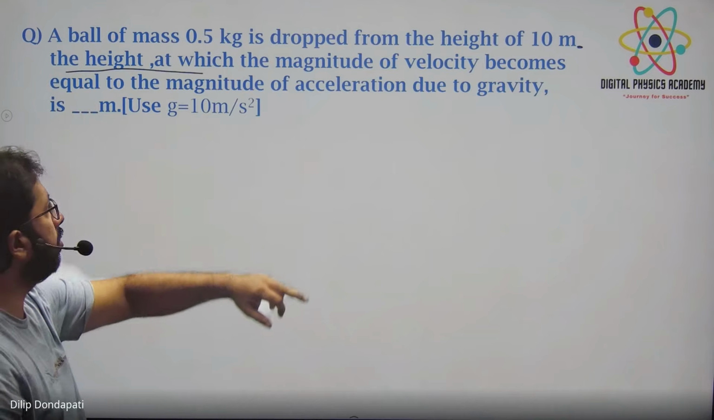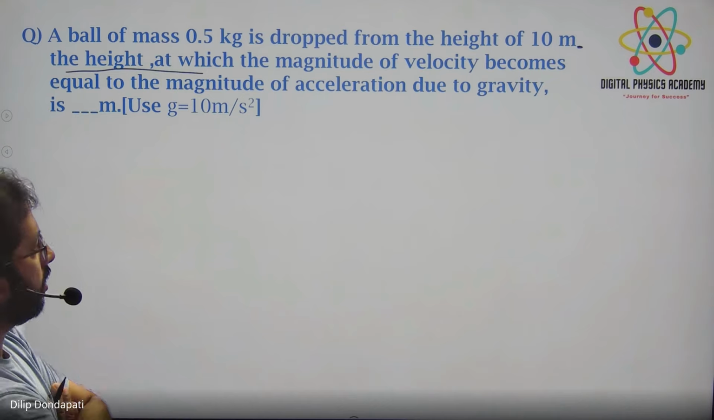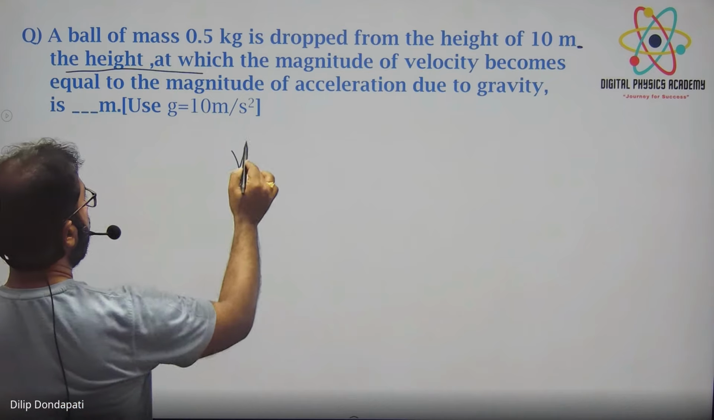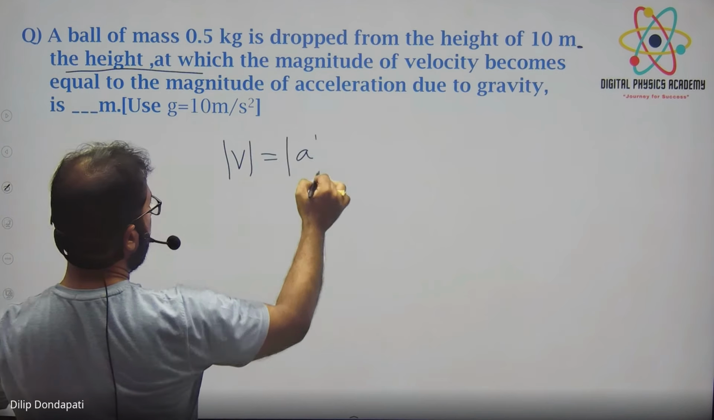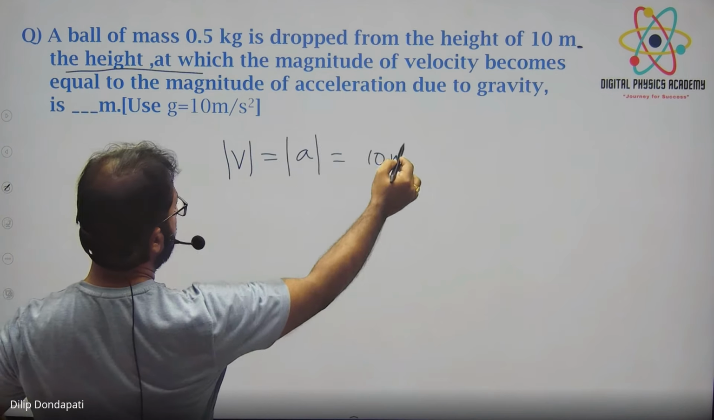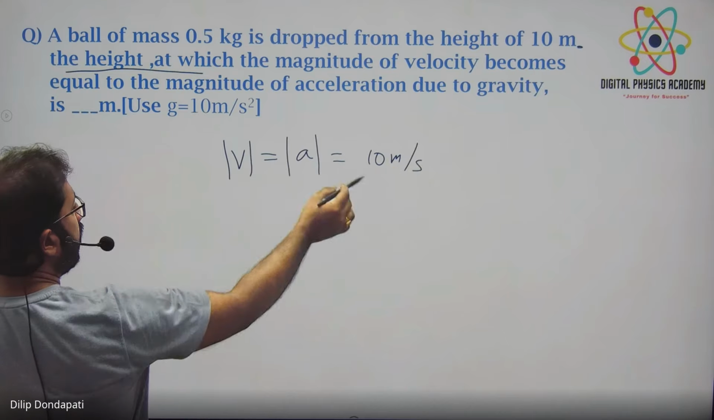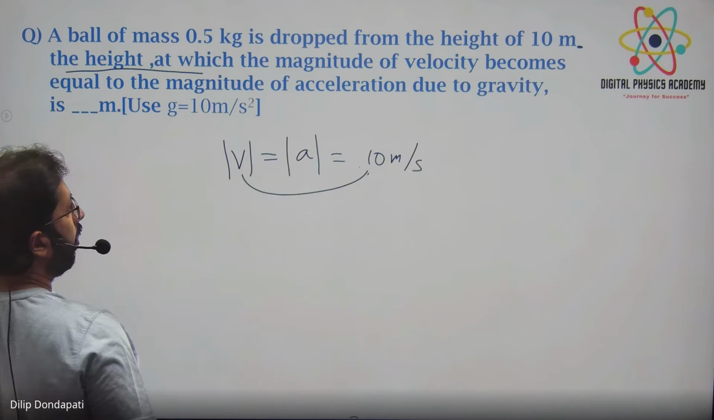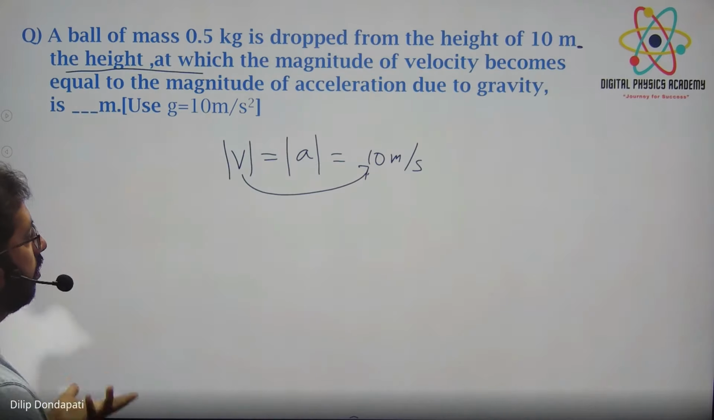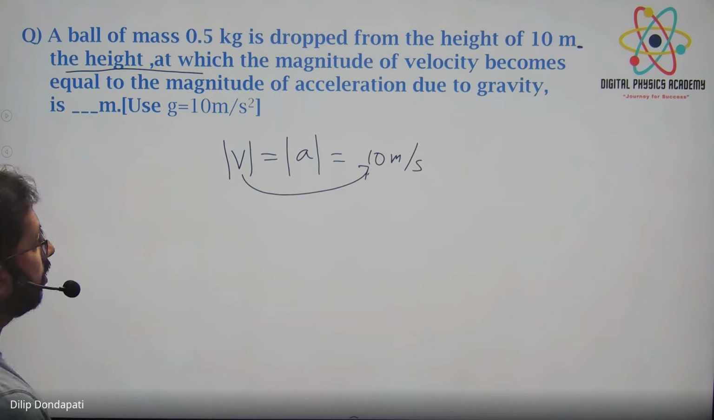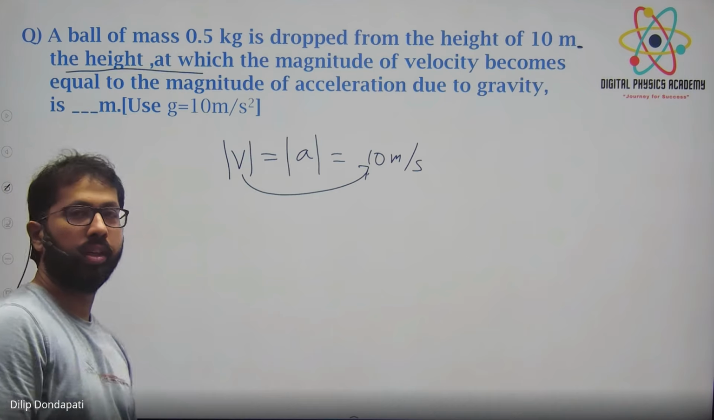So do we have to find the height or the velocity? The height at which the magnitude of velocity becomes equal to the magnitude of acceleration. So velocity is given, magnitude is nothing but the value of acceleration, 10 meters per second. Velocity is given as 10 meters per second. So what's the point of mass in the question? If they give extra, what will we do? It isn't used, so throw it aside. They give it to confuse.